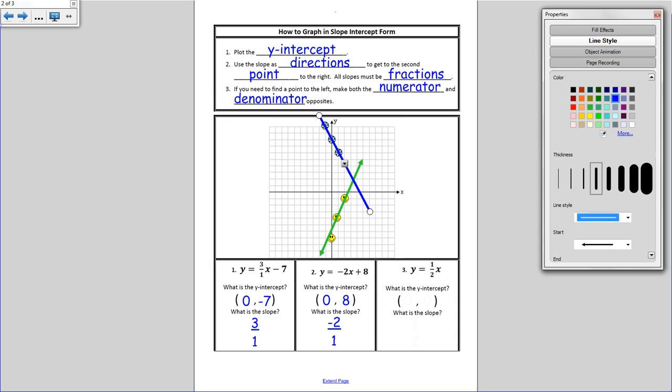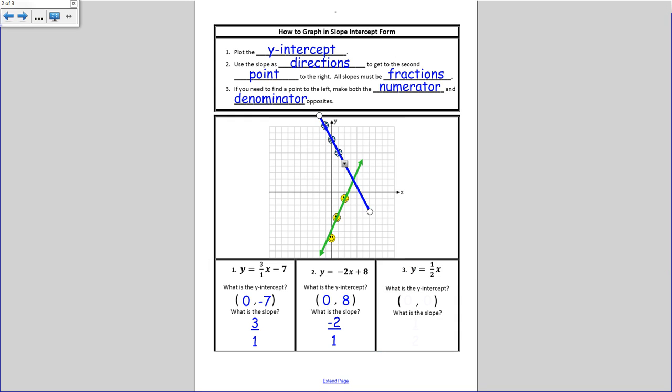Change the color. Solid line with arrows on both ends, because those lines keep going in infinite distances in both directions.